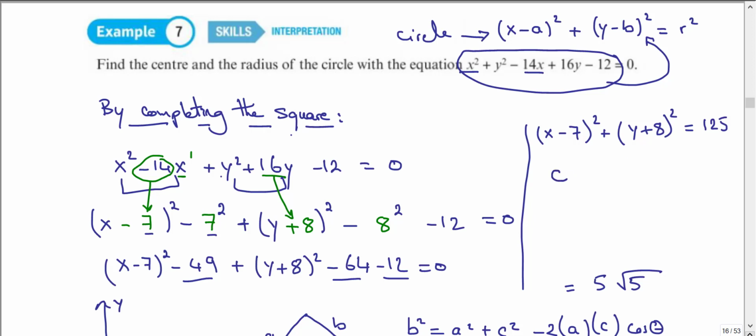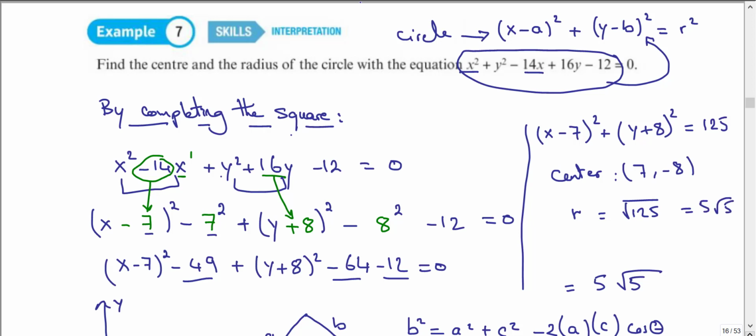This means center is, can you guess the center here? 7 and negative 8. Yes. And the radius? 125. Actually, square root 125. Yes, very good. Square root 125. Which is 5 square root 5. Which is 5 square root 5.